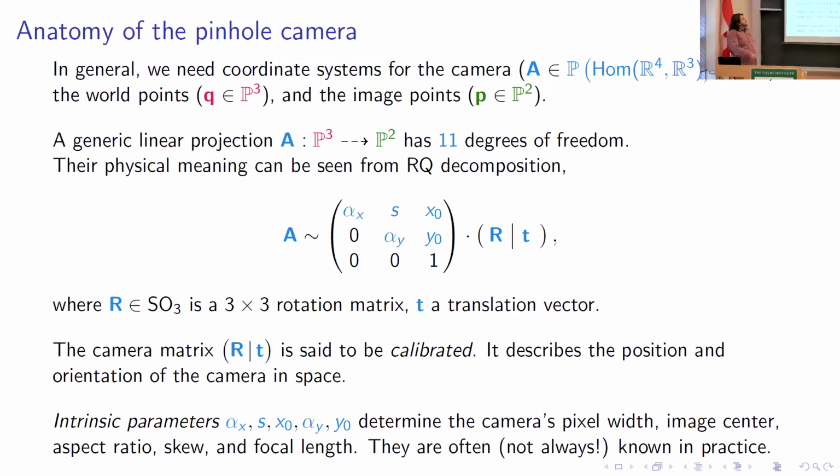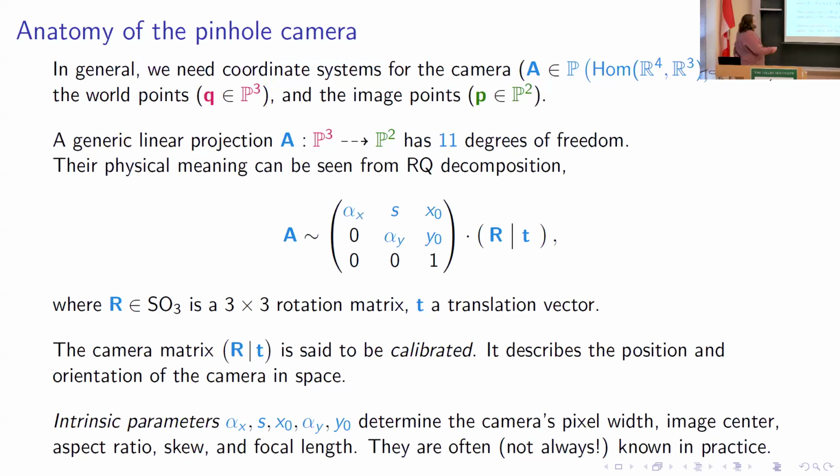And let's think about what a general linear projection would look like. So general linear projection from P3 to P2, that can be represented by a 3x4 matrix. And when you start counting degrees of freedom, which as we all know are really just dimensions of algebraic varieties, we see it has 12 minus 1 degrees of freedom. We consider this up to scale. And if you want to know, is there some physical meaning to those degrees of freedom?